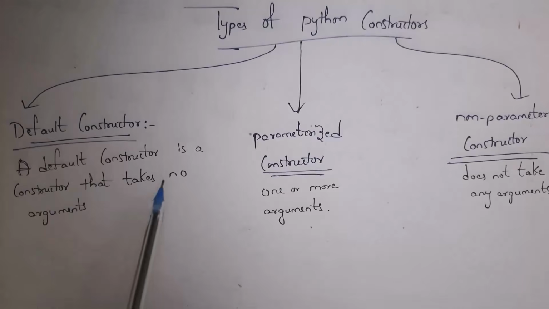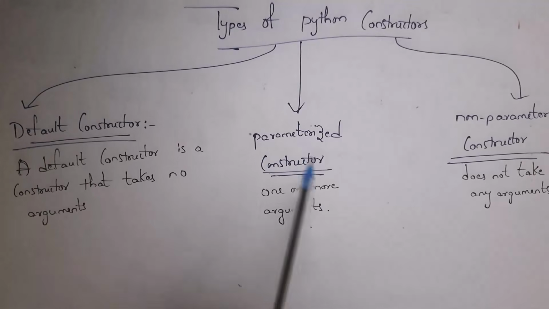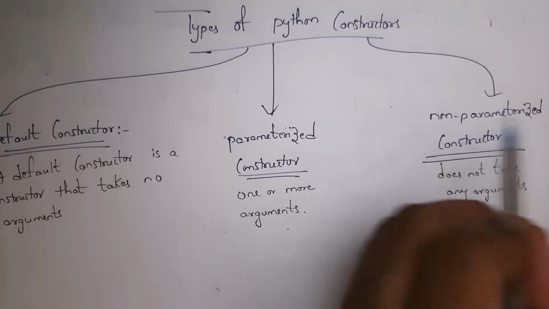A constructor that takes no arguments is known as a default constructor. And similarly, a constructor that takes one or more arguments is known as a parameterized constructor. And a constructor that does not take any arguments is known as a non-parameterized constructor.